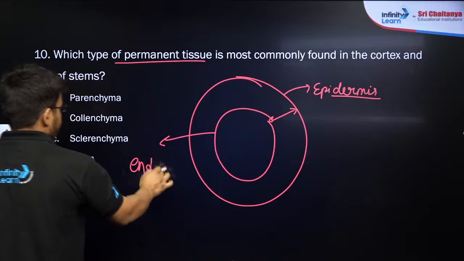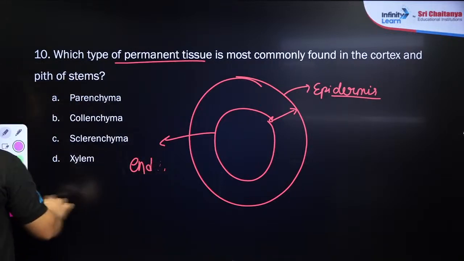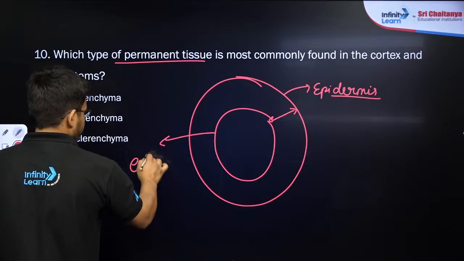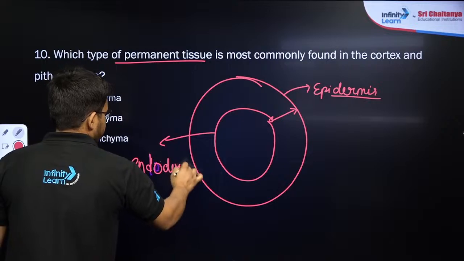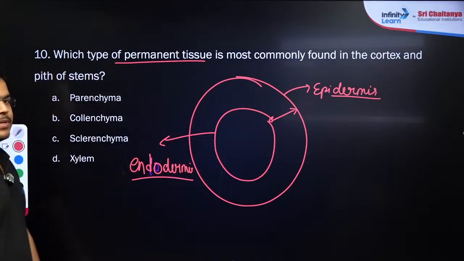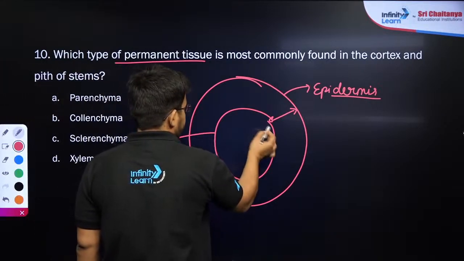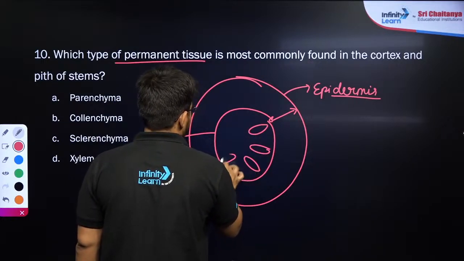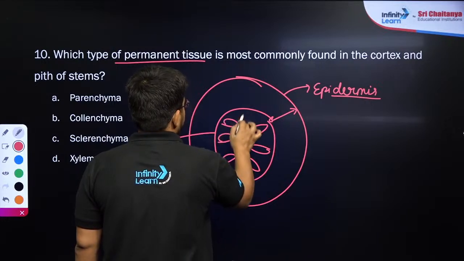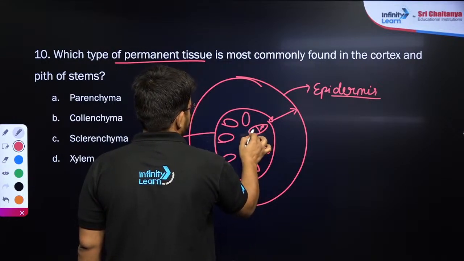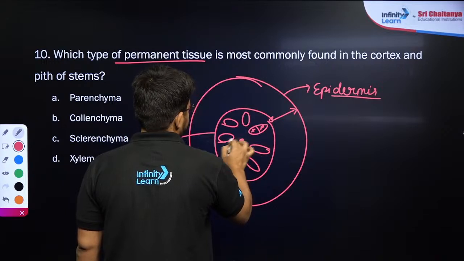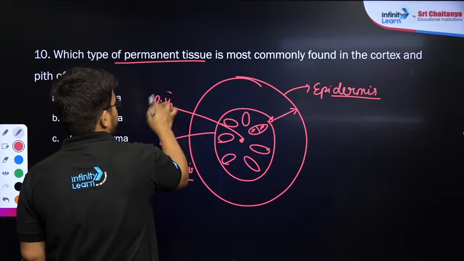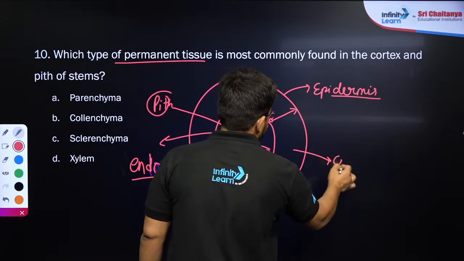Our main aim is to talk about the pith and the cortex, right? So this is endodermis. Inside endodermis, students, you can see the vascular bundles present all around. In this vascular bundle, outside is going to be the phloem, inside is going to be the xylem, and in the center, this point that you can see, is going to be the pith, right? This is going to be the cortex portion.